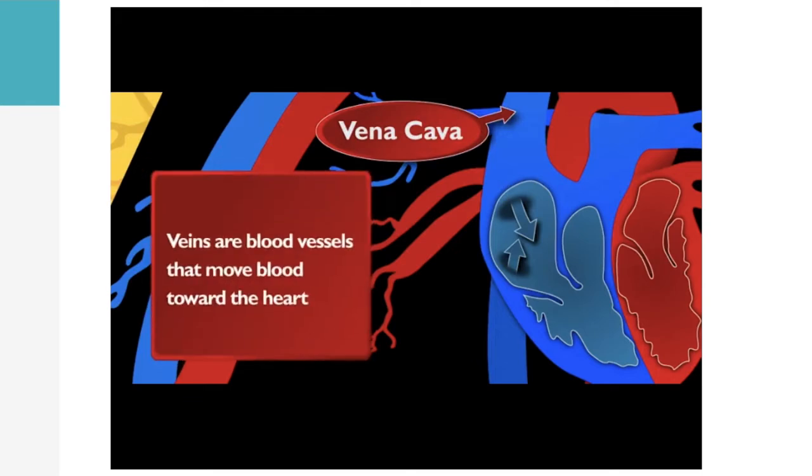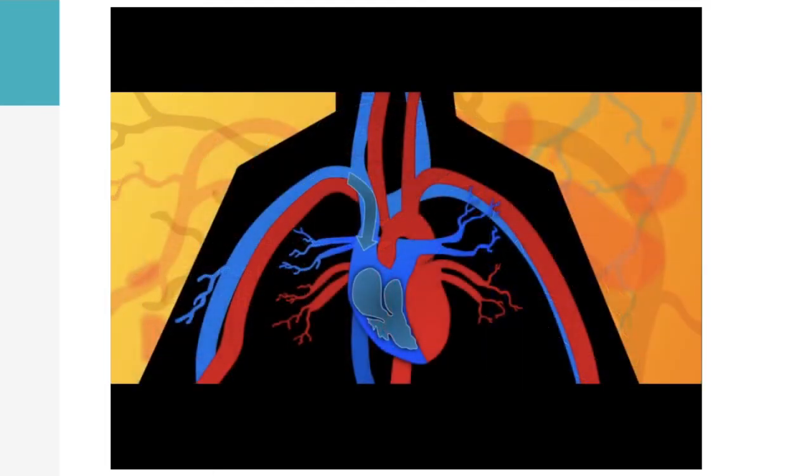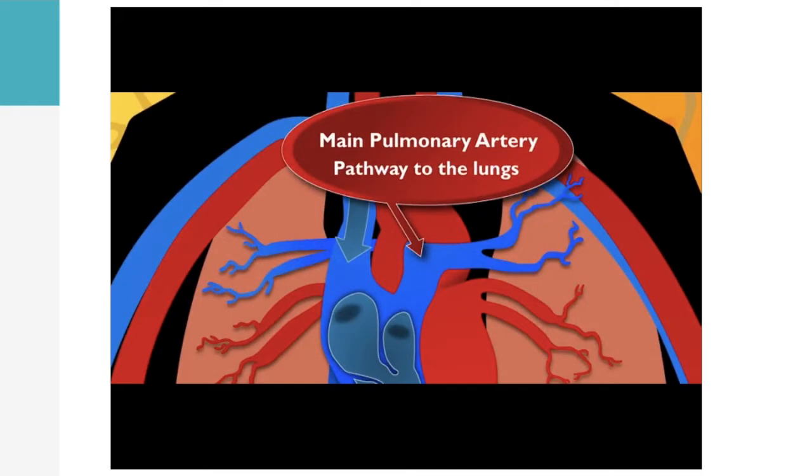You should know, veins are blood vessels that always move blood toward the heart. That blood enters the vena cava and goes through the right ventricle. Then it heads out through an artery called the main pulmonary artery. It's the pathway to the lungs. So, blood that needs oxygen comes in through the right side of the heart and gets pumped into the lungs? Exactly. The blood flows away from the heart through the pulmonary artery and into the lungs.